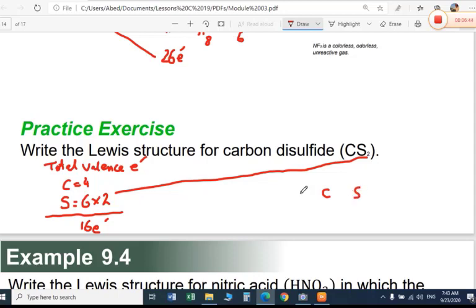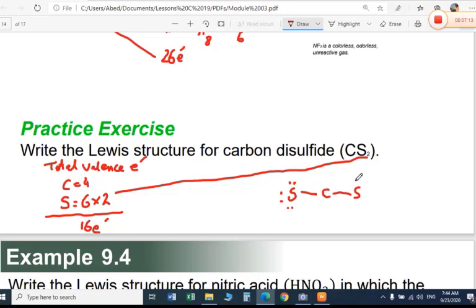The 2 sulfurs will be on the left and right sides, and then connect them with a single bond to the central atom. Okay, don't connect sulfur with sulfur, just the central atom will be connected to the surrounding atoms, and then complete the octet. 1, 2, 3, 4, 5, 6, 7, 8. 2 electrons are in the bond.